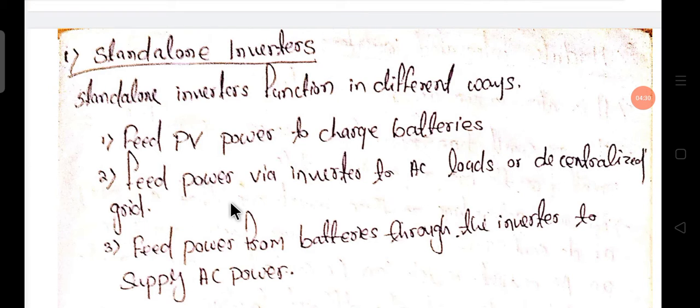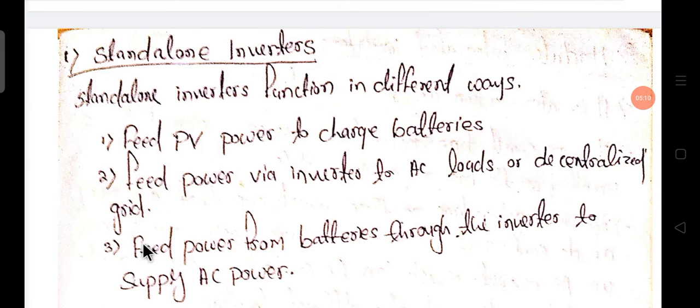Decentralized grid means, what is the grid? The distribution line, the government distribution line which supplies you the current, which goes from grid to grid and supplies your home AC current. That is called grid supply. So this inverter can feed the excess power to the decentralized grid.